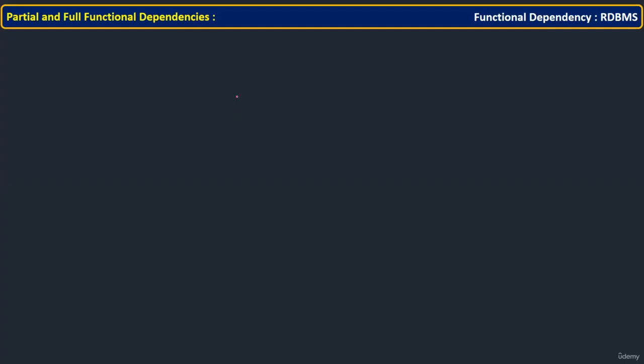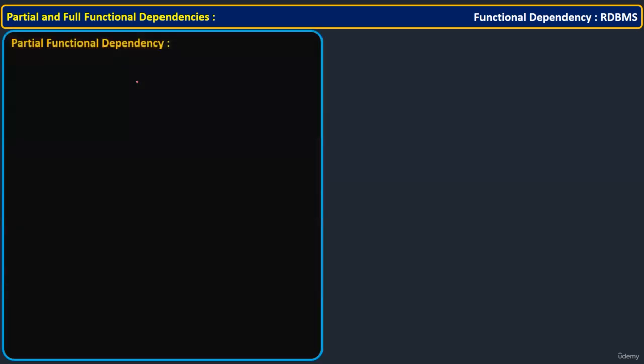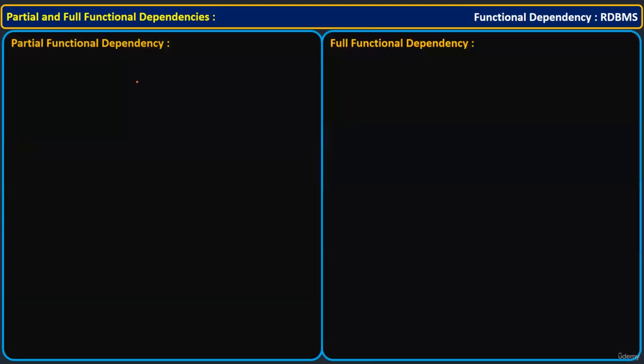Hi. So now let us see very important definitions. These are required for our normalization concept, that is partial functional dependency and full functional dependency. Okay. So let us try to understand these two. What are these partial and full functional dependency? So let us see first of all partial functional dependency.